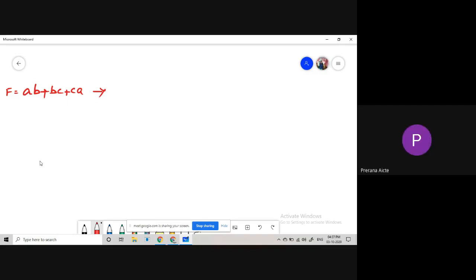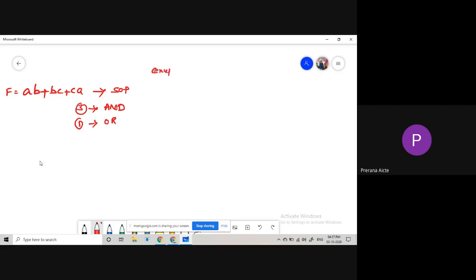First thing, the given expression is in the form of SOP or POS? SOP, in the form of sum of products. How many products are there? Three products. So for three products, we are using three AND gates. Then how many OR gates are required for this expression? One gate is enough.